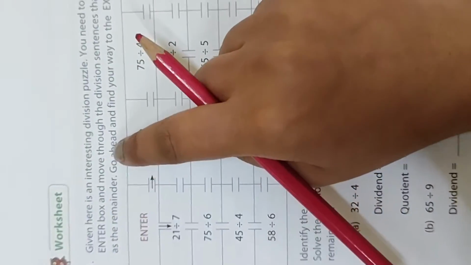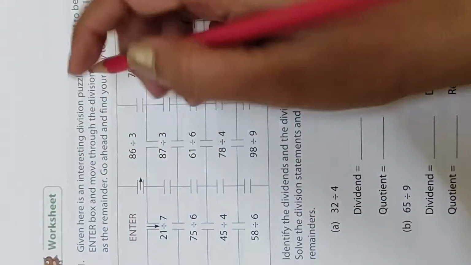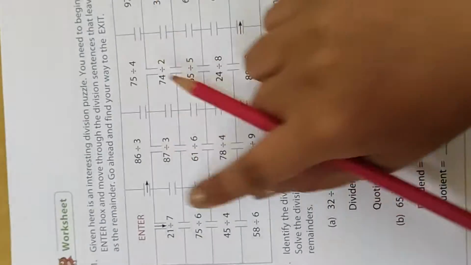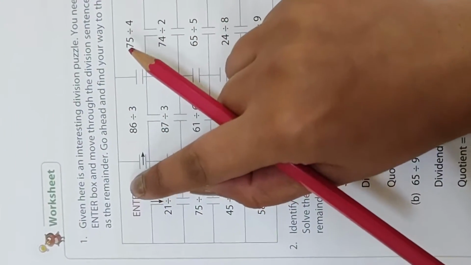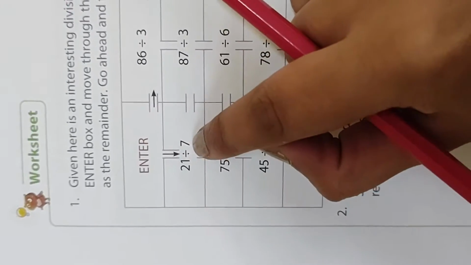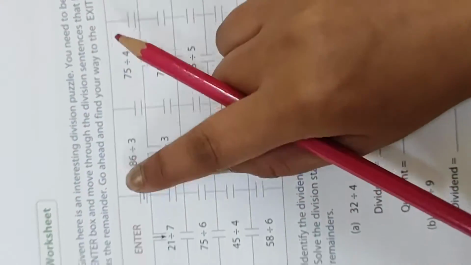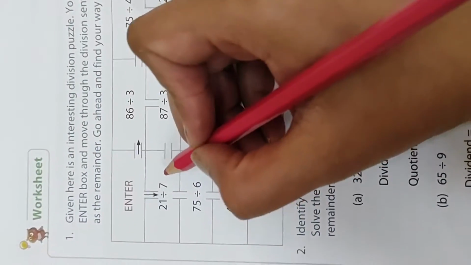You need to begin with the entry box and move through the division sentence that leaves a 0 as the remainder. So here you have to solve this puzzle. This puzzle is given to you and you have to enter the box. As you can see, there are two ways to enter, this one or this one. Move through the division sentence. Which one is giving remainder as 0?